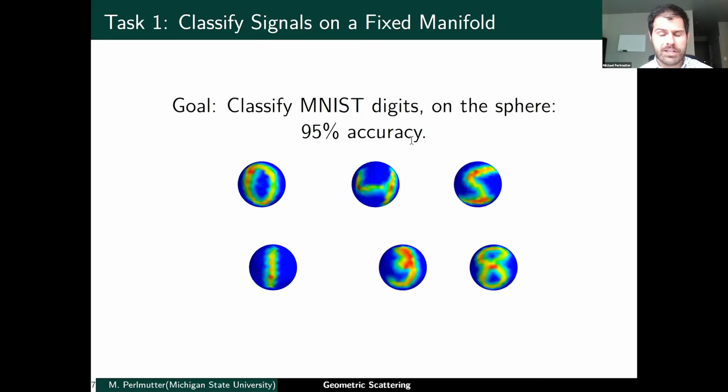And for our signals, we took the MNIST data set and we projected it onto the sphere. And then we did the geometric version of the classic MNIST classification problem, where we had our network determine what digit was what, and are able to get 95% accuracy on the spherical variation of the MNIST problem.